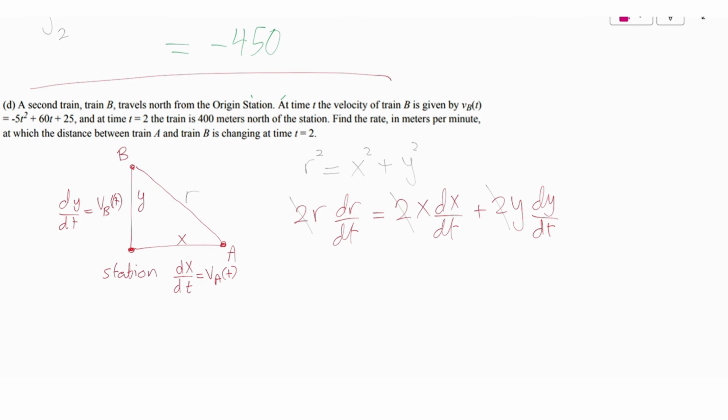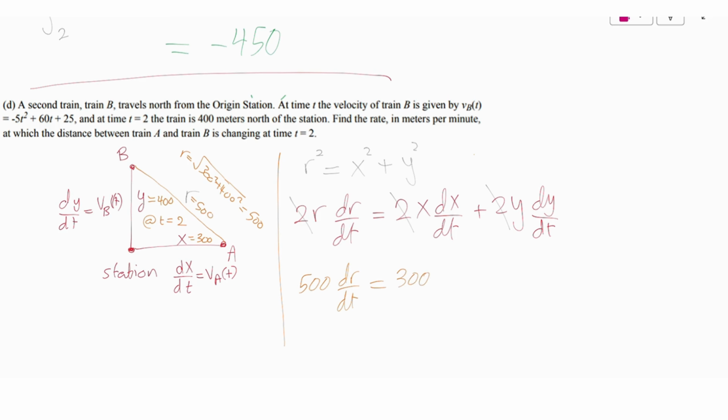This is 400, sorry, the 400 goes for y, not x. And from the previous part C, at t equals 2, x was 300, and we can use r equals the square root of 300 squared plus 400 squared to get 500 for r. This is all at t equals 2. So let's put the values here. r equals 500. We are looking for dr over dt, x equals 300.